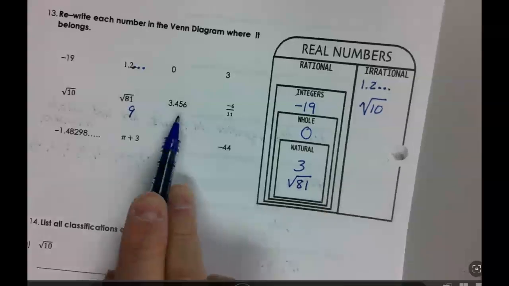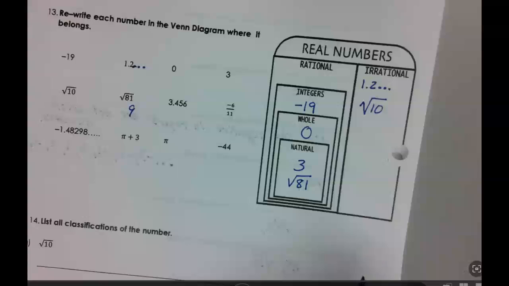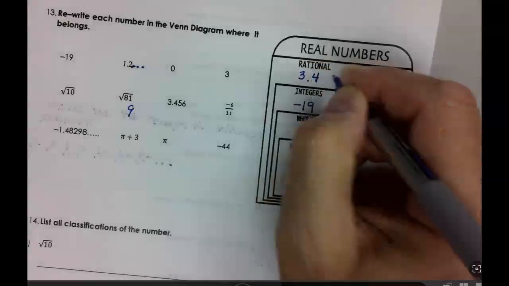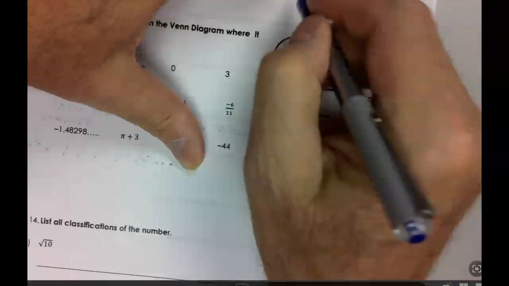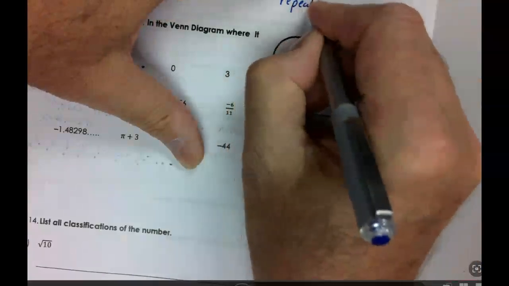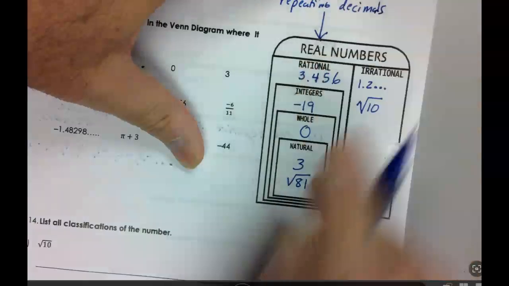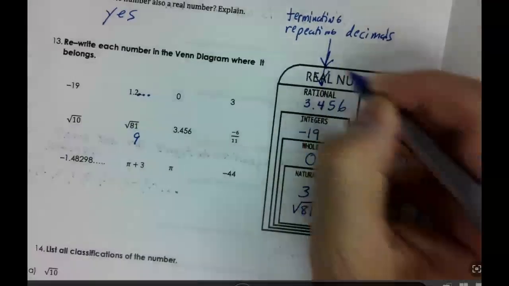What about 3.456? That's rational, isn't it? Why? It's a terminating decimal, isn't it? Terminating. So rational numbers are going to be terminating and repeating decimals. Those are going to be rational, aren't they? Correct? All right.